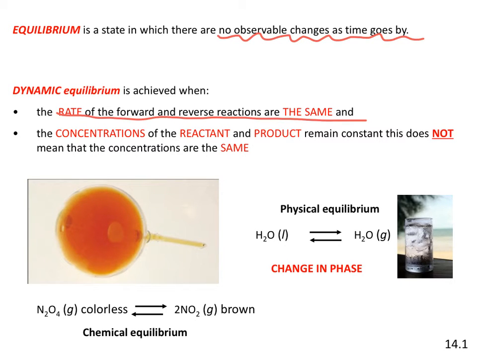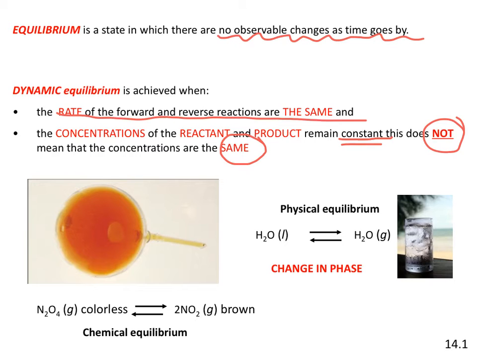Another important point, though, is that the concentrations of the reactant and product remain constant, but that does not mean that those concentrations are the same values or have the same magnitude. They may be very different and be in equilibrium.